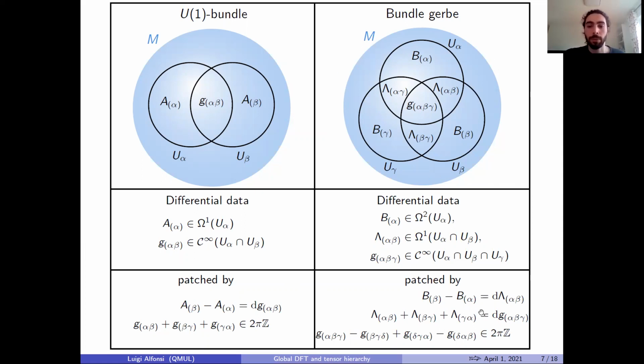Similarly, for the bundle gerbe, we have a local two-form that is our higher gauge potential. Then on each overlap of patches, we have a one-form that is a gauge transformation, and on each triple overlap of patches, we have a scalar that is the underlying Čech cocycle of the gerbe. In physical terms, this is basically gluing the Kalb-Ramond field by using gauge transformations, and gluing the gauge transformations by using gauge of gauge transformations. So that's the intuitive picture.